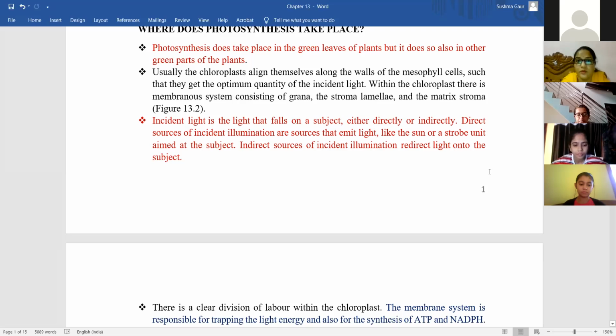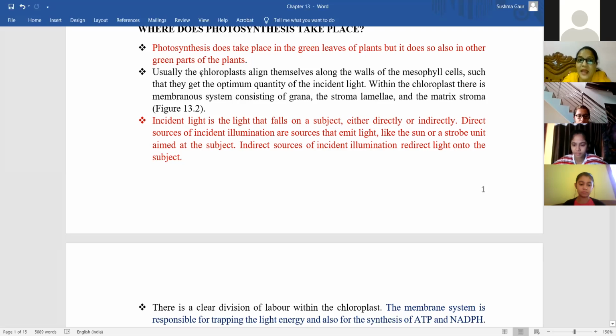So do you have any idea where photosynthesis takes place in plants? Leaves. Yes, green leaves. Inside the chloroplast, in the thylakoids. Yes, in the thylakoids of the chloroplast. So photosynthesis takes place in the green leaves of the plant, but it also occurs in the other green parts of the plant except leaves.